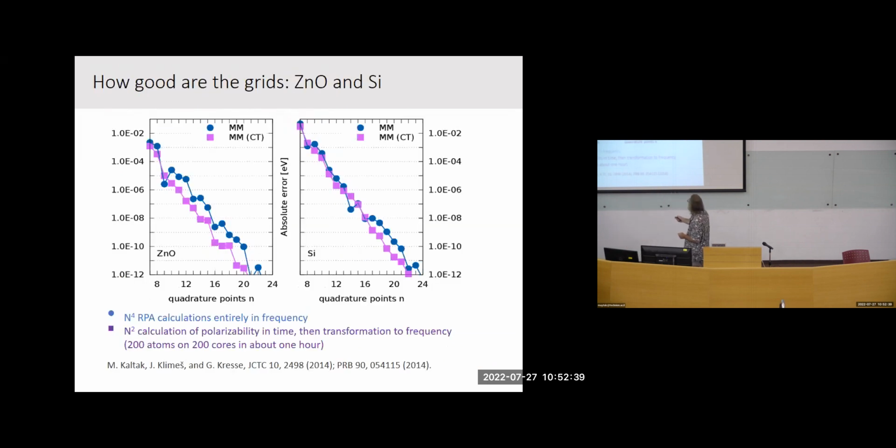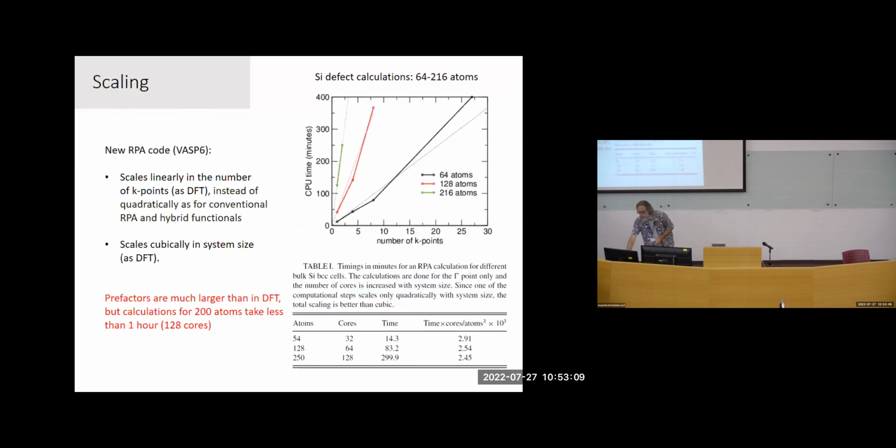But the good news is that a system of something like 200 to 300 atoms can be done on, I think Georg mentioned 200 cores, which seems to be a bit of a strange number. So I think it's of the order of several hundred compute cores in about an hour. And that is really a lot better than what one could do with this N to the power 4 scaling.